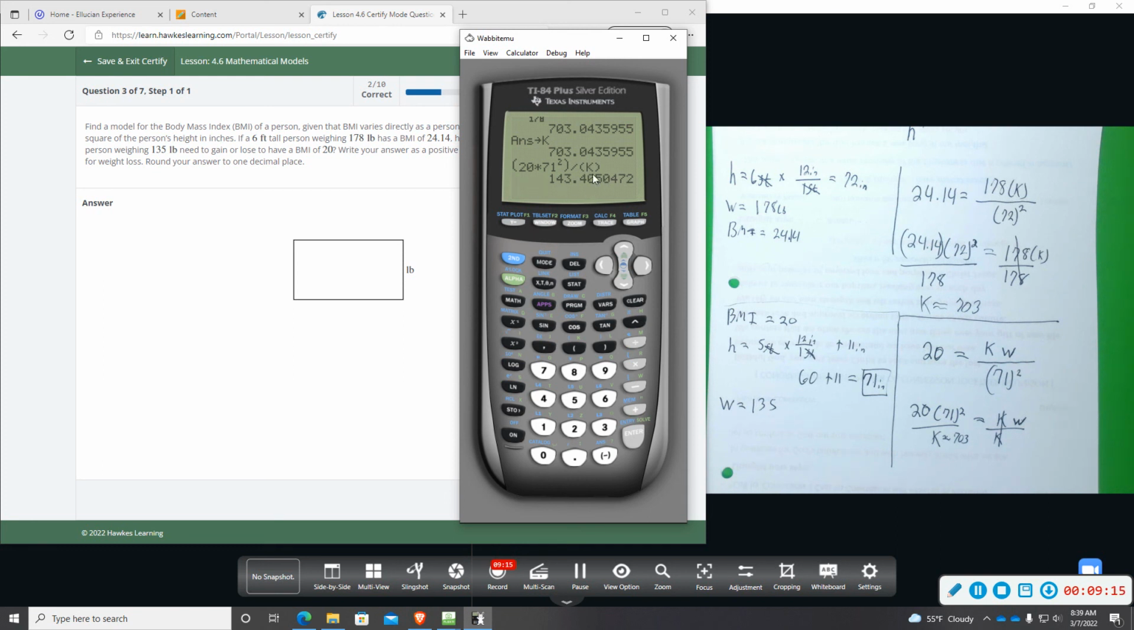Okay, so this is the weight of somebody who has a body mass index of 20. We're told that that person currently weighs 135. So we're going to subtract these two, and we're going to round to 1 decimal place. If I just do the 143, which is already in here, and I subtract their current weight, 135, this person needs to gain 8.4 pounds. That's to 1 decimal place. So they need to gain 8.4 pounds.